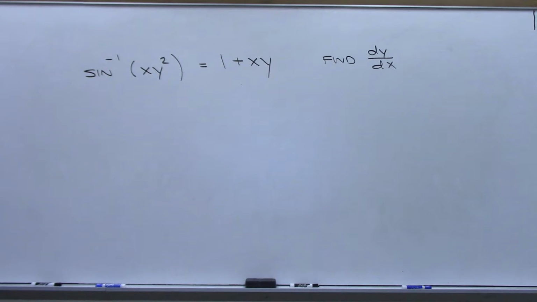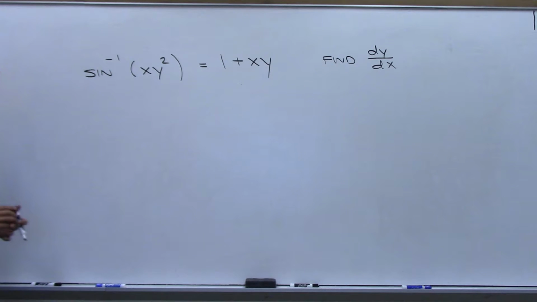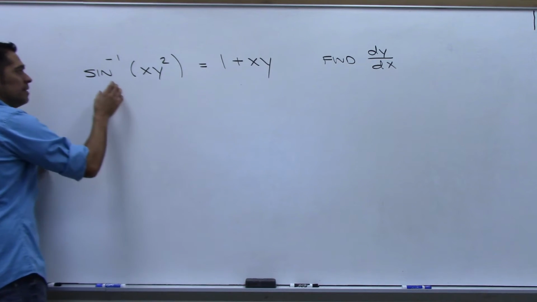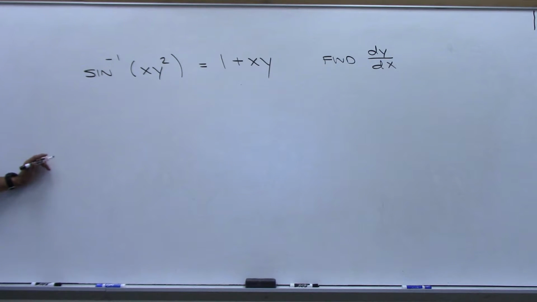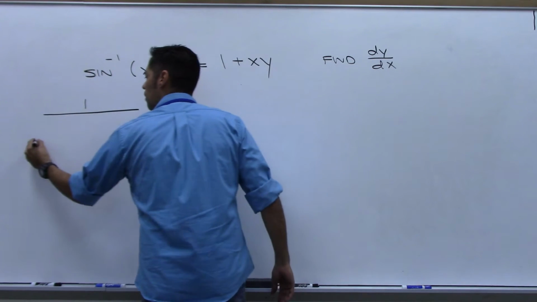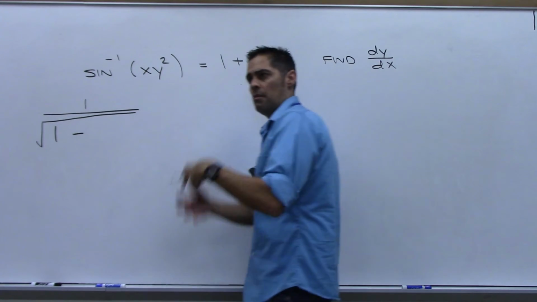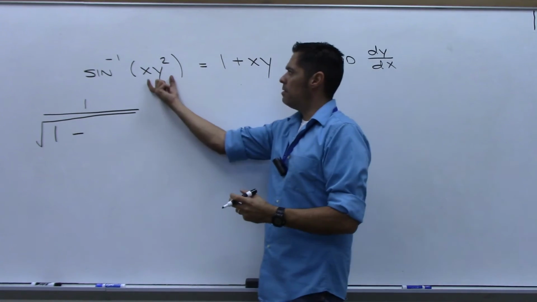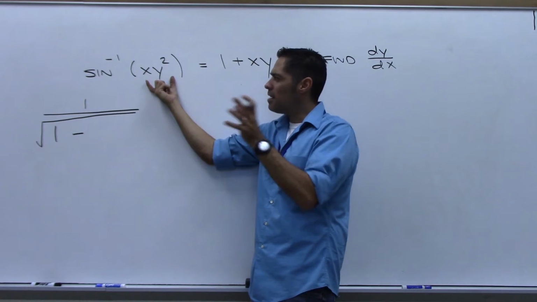Implicit, right? There's no way around that. You're not going to be able to solve for y. And so let's go after it. How about the left-hand side? You're going to be taking the derivative of arc sine of something, and we just came up with a formula for that. So it's going to be 1 over the square root of 1 minus this. What do you call the thing that lives inside of a function?